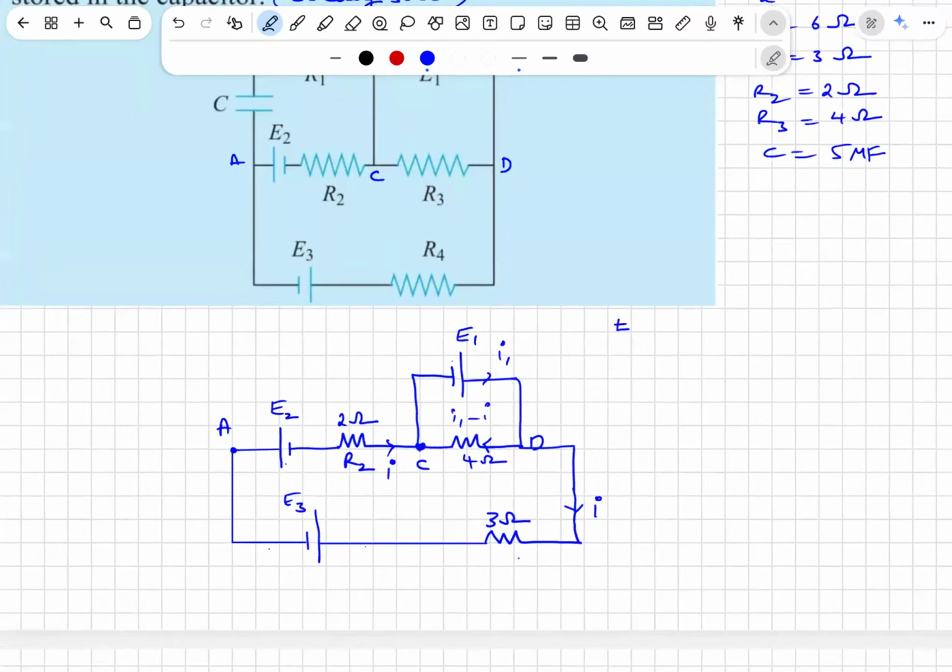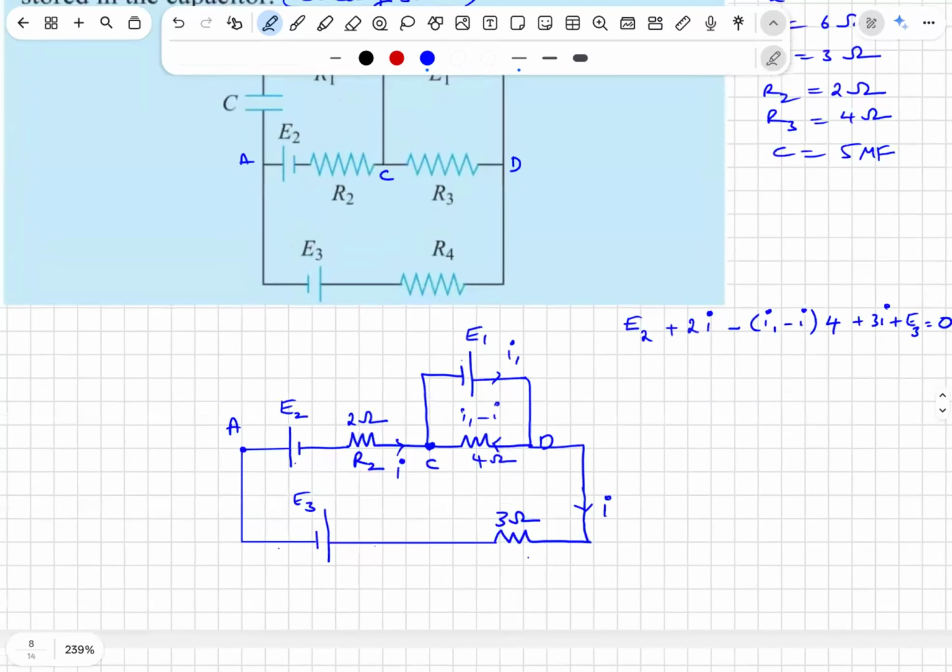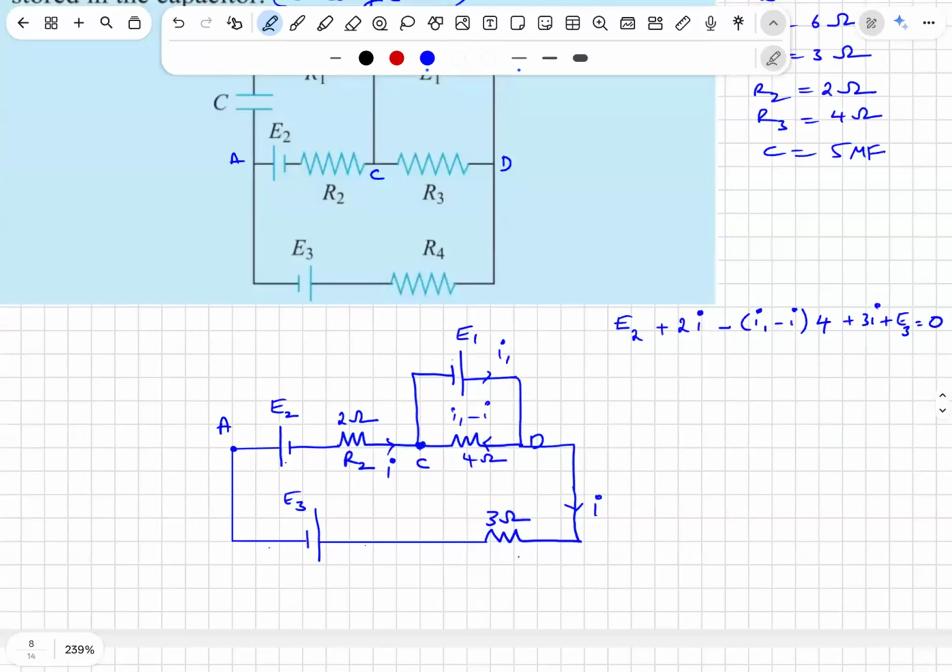E2 plus 2 times I minus (I1 minus I) into 4 plus 3I plus E3 is equal to 0. Right. Okay? Clear? Right.